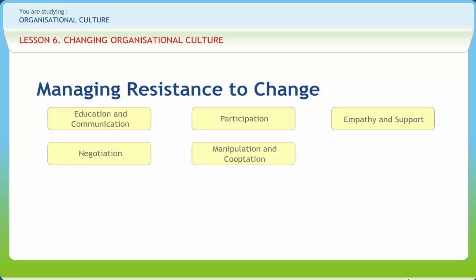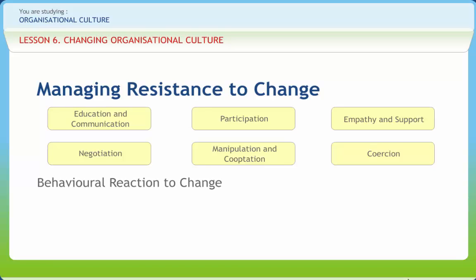Manipulation refers to covert influence attempts. It involves giving individuals a desirable role in design or implementation of change. Coercion is the application of direct threats or force on the resistors. Coercion is mostly applied where speed is essential in implementing change and the change initiator possesses considerable power.